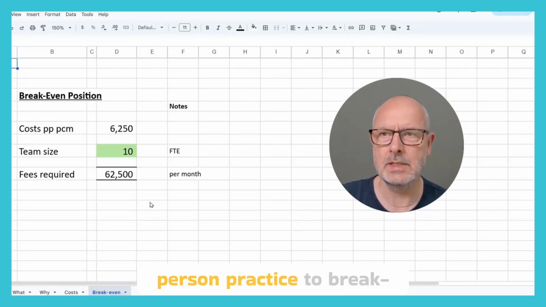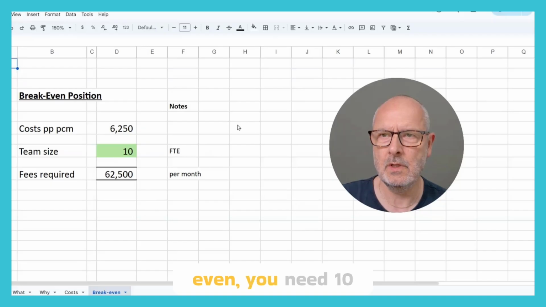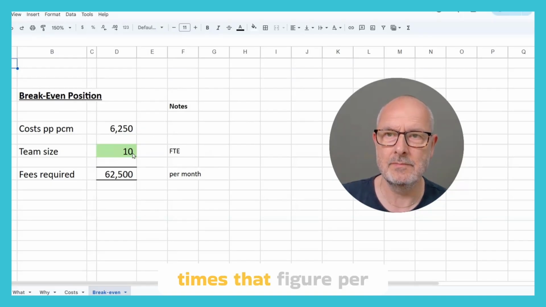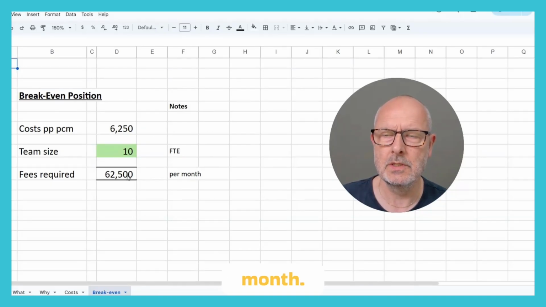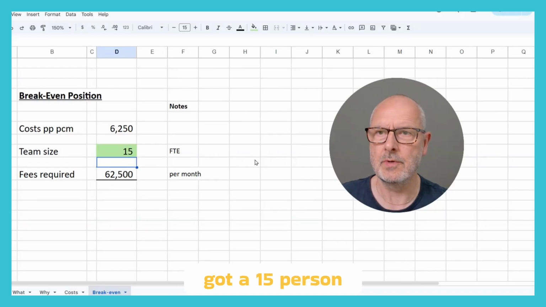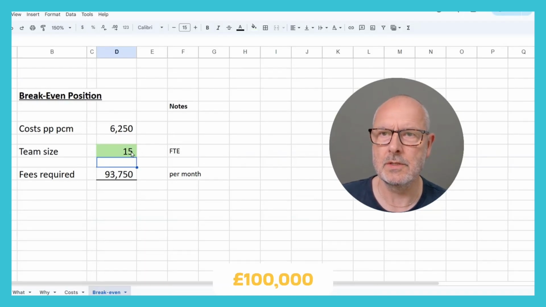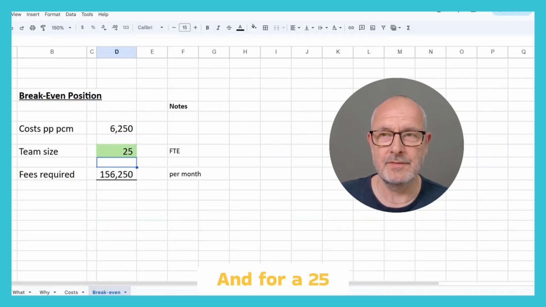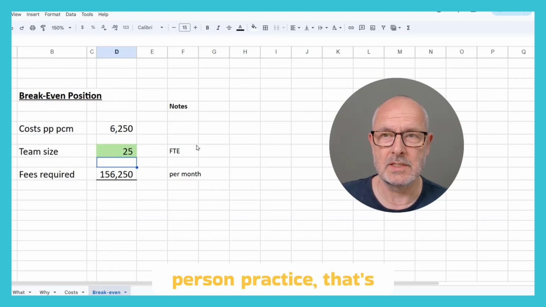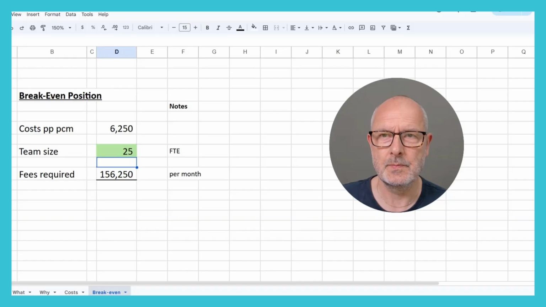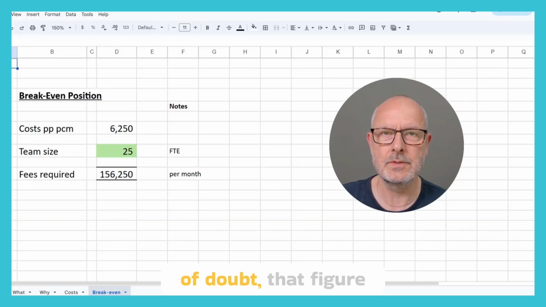So for a 10-person practice to break even, you need 10 times that figure per month. So £62,500 per month just to stand still. And obviously if you've got a 15-person practice, it's near 100,000. And for a 25-person practice, that's £156,000 per month. And for the avoidance of doubt, that figure is excluding VAT.